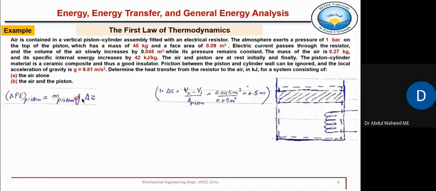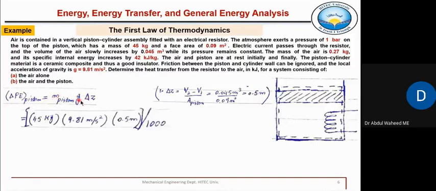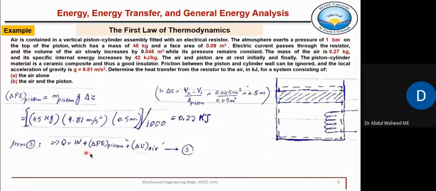So put the values here, and then take care about the units. Kilograms, meter per second square, into meter. So it becomes newtons, kilogram meter per second square, newton meter, joules, divided by 1000. So the answer is 0.22 kilojoules. Now what is left? Delta U of air is already known. So now from our equation 3, W is calculated, delta PE is calculated, and delta U is already calculated too.